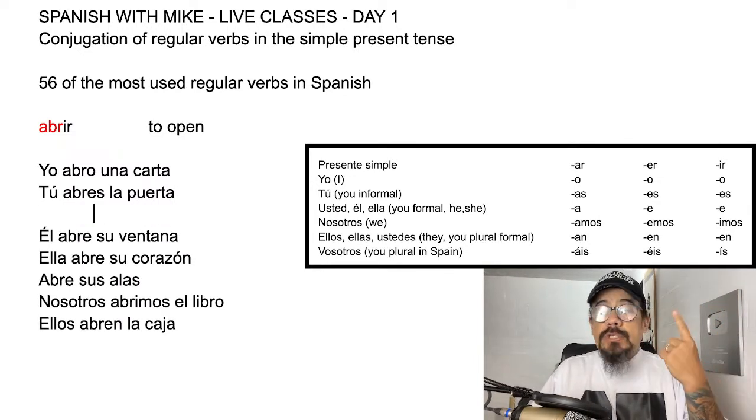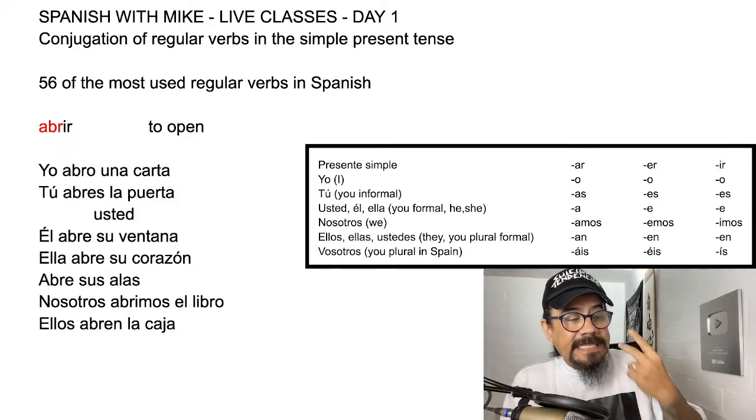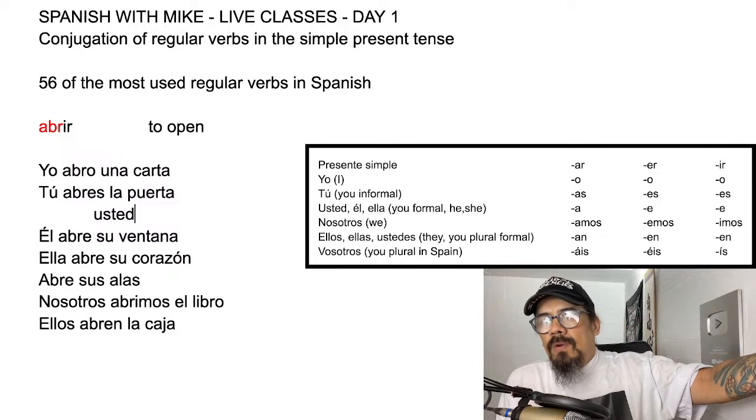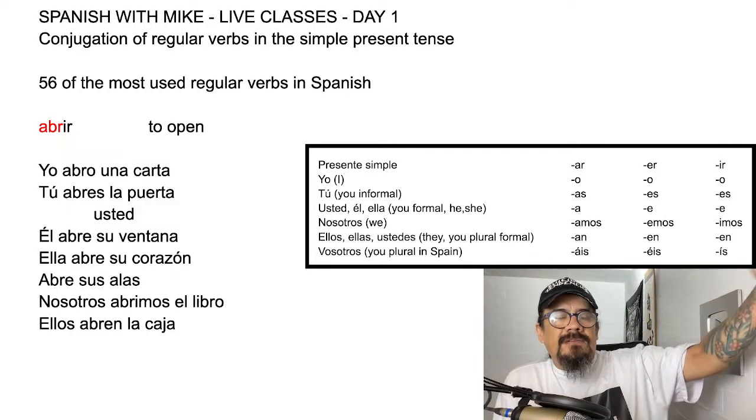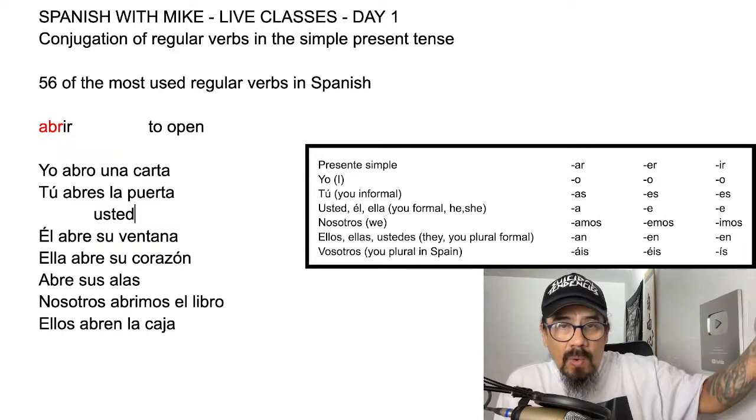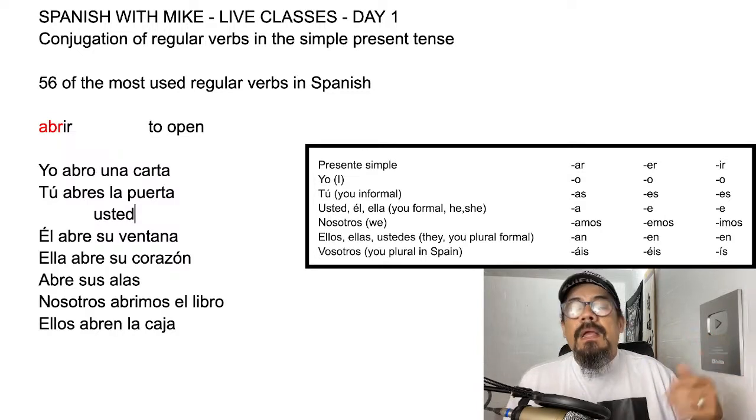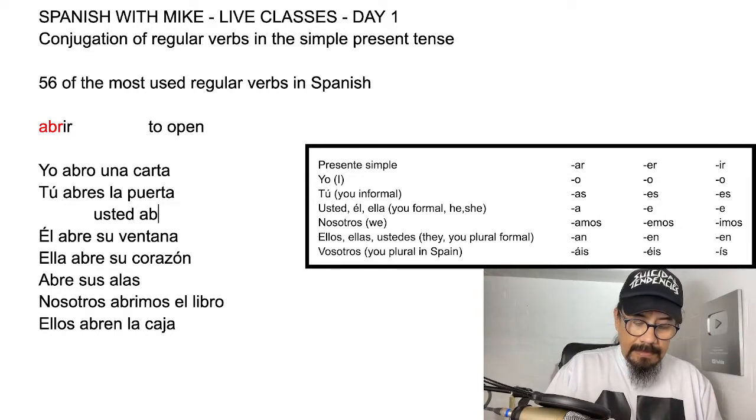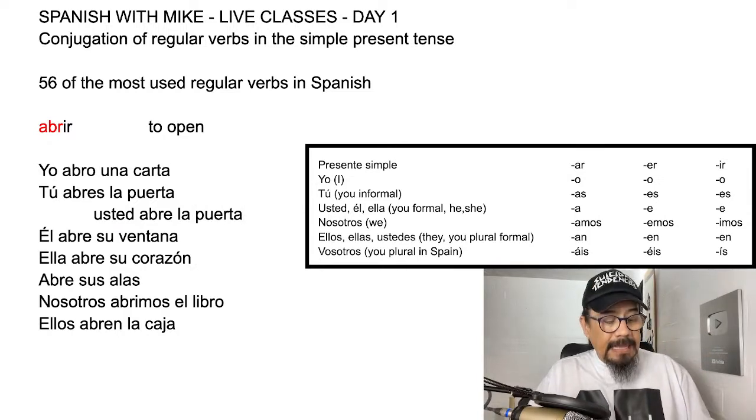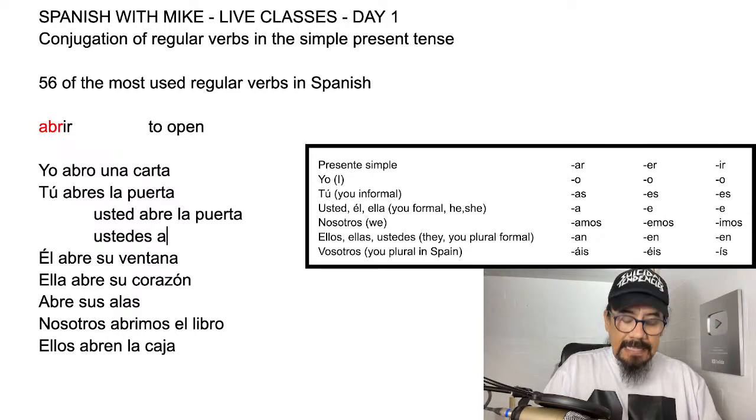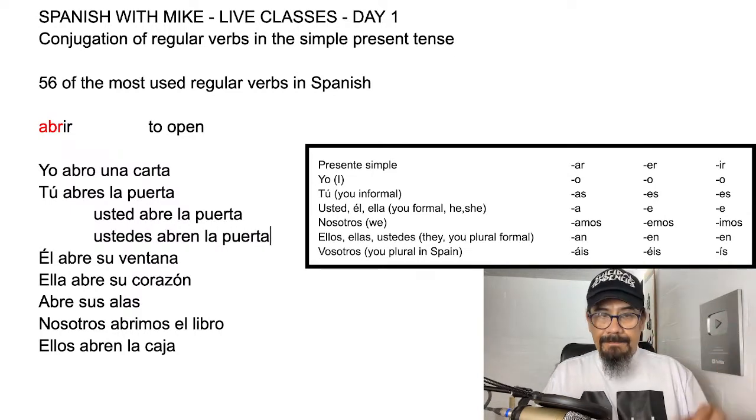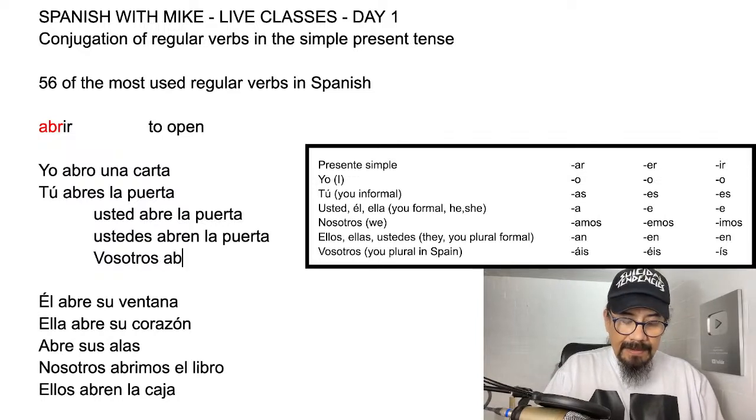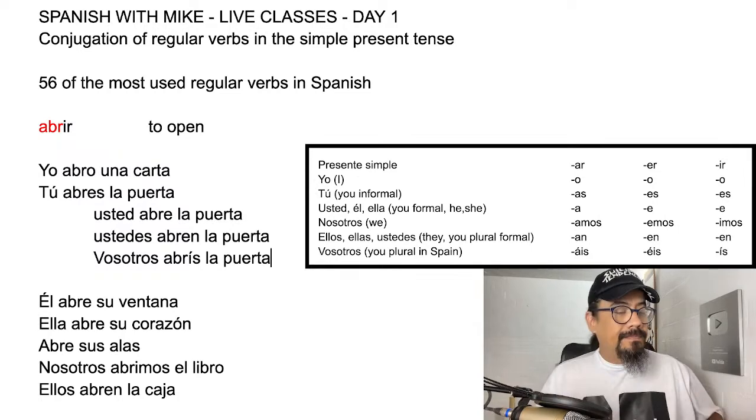We are missing usted, which is also you for singular, but only when in Colombia, let's say, when we are not close to the other person. Let's say I find somebody at the bank, I don't know who he is, and I say usted, because I could say tú, but it's more likely to say usted, okay? Usted abre la puerta, and the plural form, ustedes abren la puerta, same thing. In Spain, for Spanish from Spain, vosotros abrís la puerta. Okay?